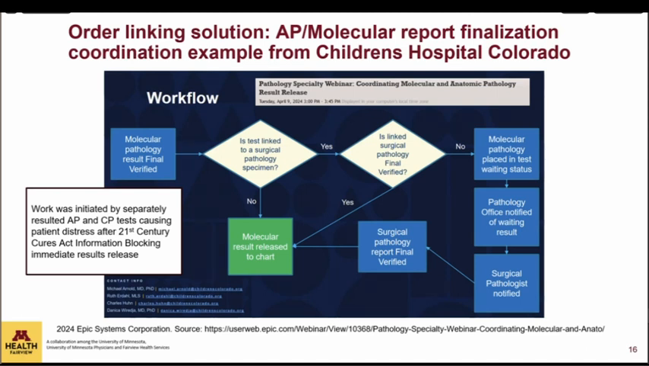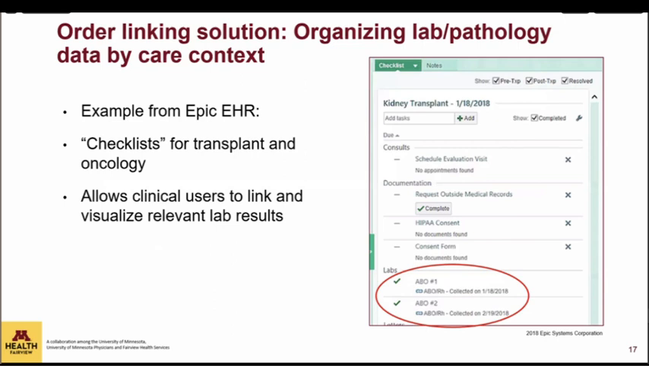If no, this would then flow to an additional workflow where there was an automated in-basket message sent that was monitored by the pathology office, and then they would notify the associated surgical pathologist so that they would be aware that this case was pending and to be prioritized. And so once that was final verified, the system automatically would release both together. So effectively, they've changed their workflow to create this integrated data.